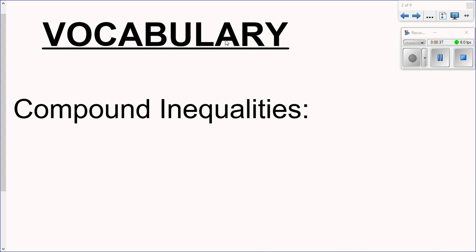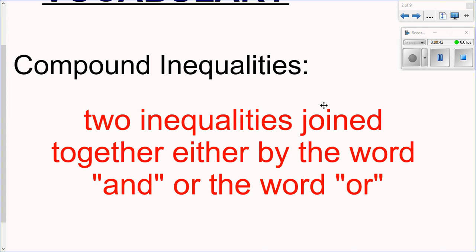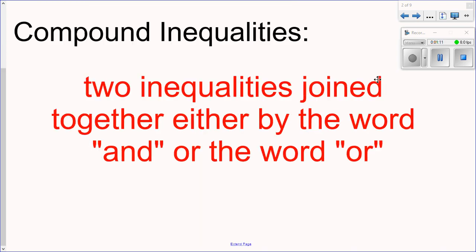So vocab. A compound inequality are 2 inequalities joined together either by the word and or the word or. Okay, so normally with an inequality, we have to follow one rule, like x is greater than 4. So that means it's all the numbers that are greater than 4. For compound inequalities, there are 2 rules, and we use the word and or or to tell us how we have to follow those rules. So does it have to follow both or just one or the other?